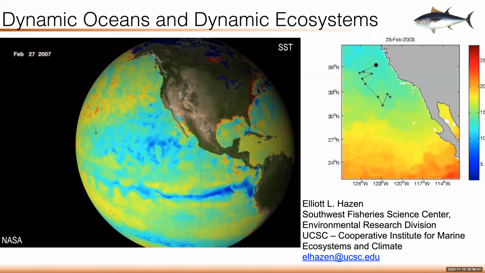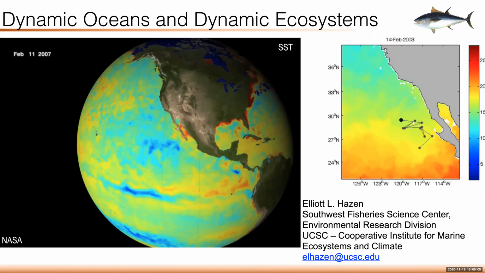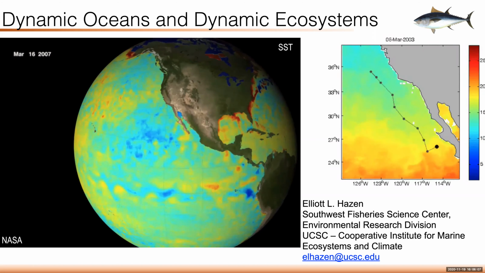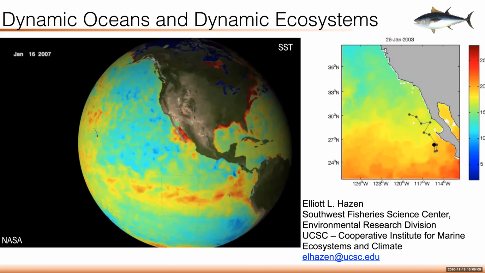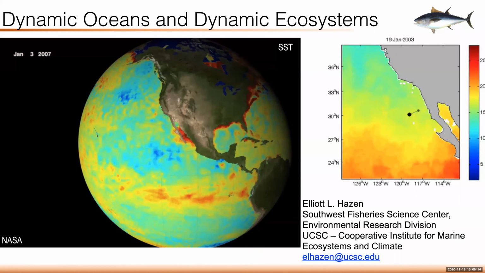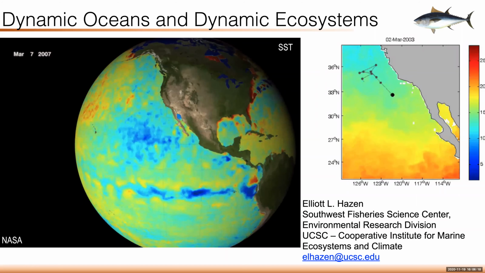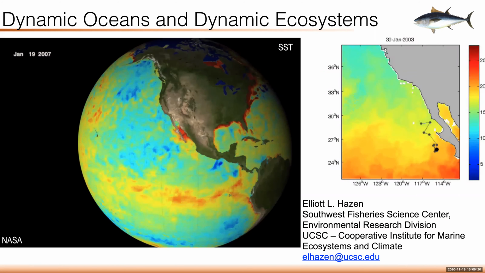He's published over 130 papers on a diversity of topics, and he serves on many advisory boards and committees, such as the California Ocean Protection Council and Pacific Fishery Management Council Ecosystem Work Group. And with that, I will pass it off to Elliott so he can talk to us about dynamic oceans and ecosystems.